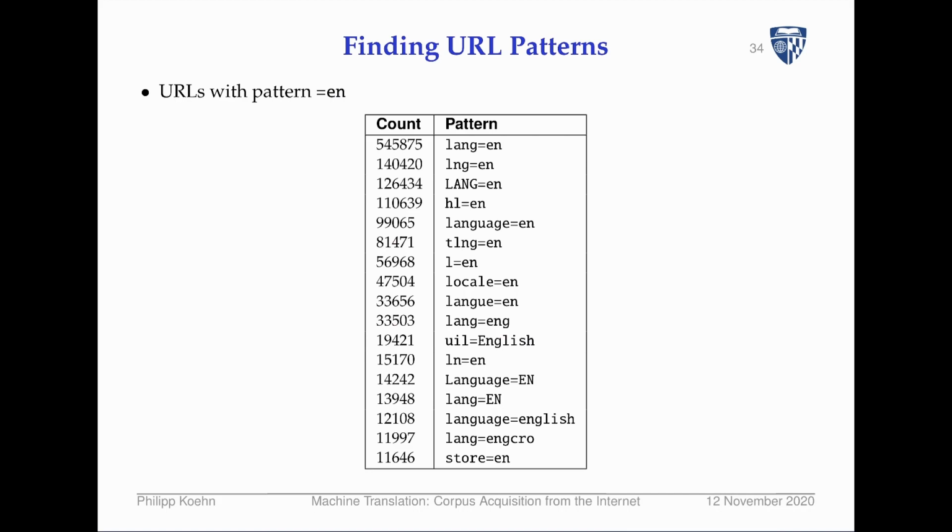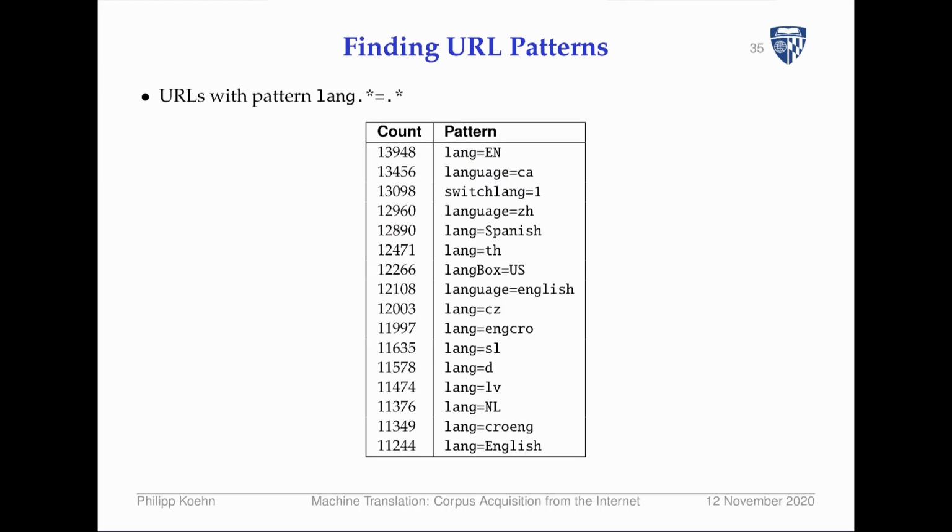Lang equals en and various variants of that. HL is apparently used, locale, and so on and so on. So here are all kinds of patterns from URLs that have lang and maybe something else equals something else in there. And these are also indicators for languages. So some of the languages are not very informative. So if someone just numbered the languages, then we have to figure out what language 1 and what language 2 is.